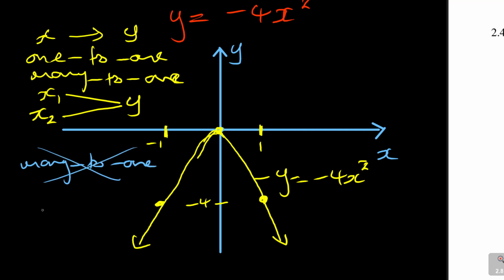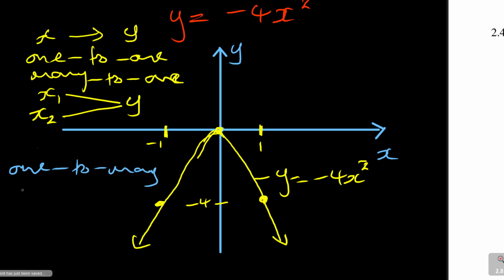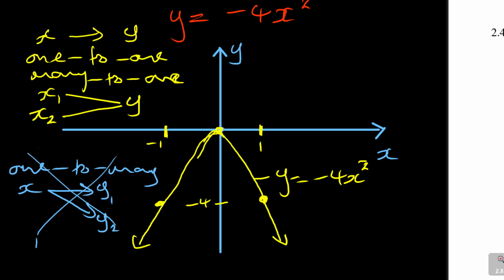Sorry, I'm doing the other way around. So if you have a 1 to many, meaning what? You have got 1 x value and then it's mapping to 2 or more y values, y1 and y2. Then we're saying this is not a function but a relation. So these are functions.